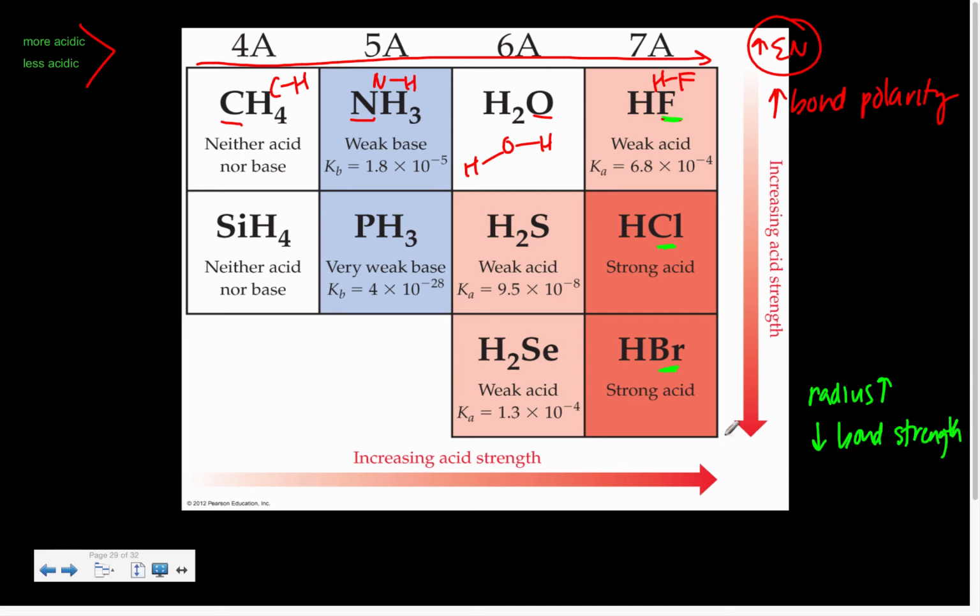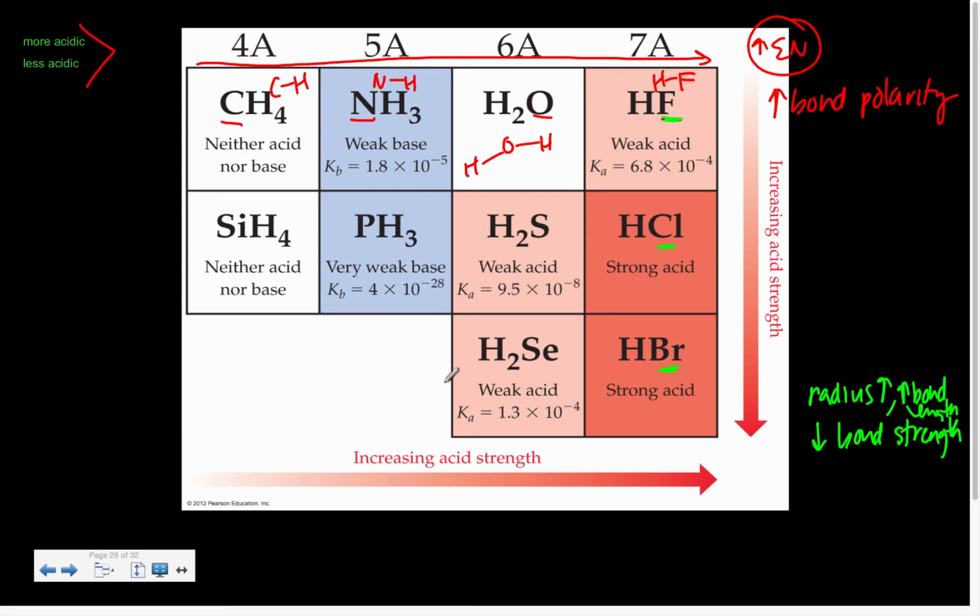Decreased bond strength. As we decrease that bond strength, radius increases, we could also say we increase our bond length, right? Because the radius increases, we increase our bond length. Between these two things in Coulomb's law, that decreases our bond strength. As our bond strength decreases, we see that our acidity increases, yes? Does that make sense?